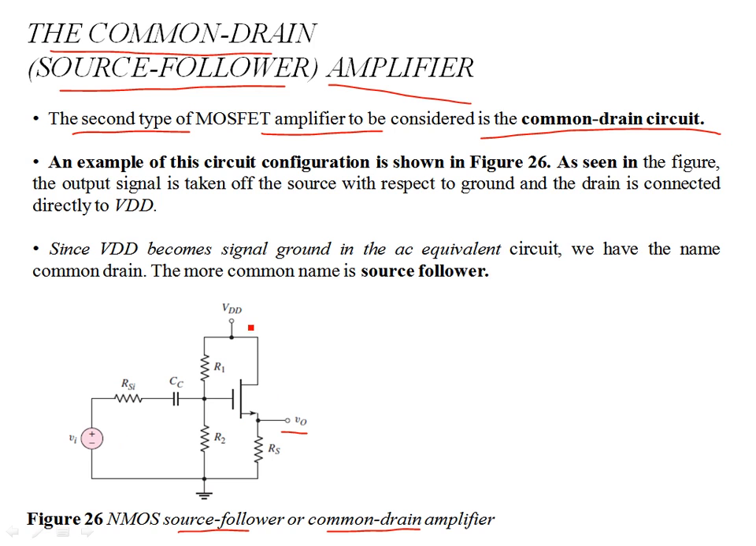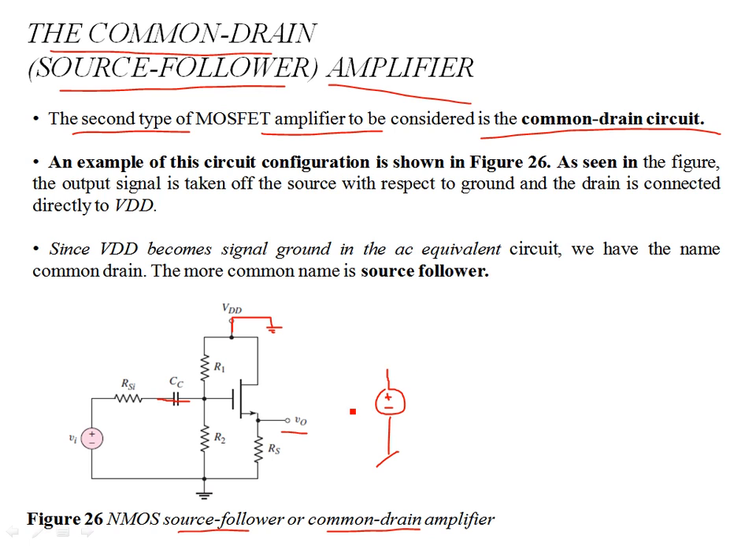So the second type of MOSFET amplifier to be considered is the common drain circuit. Why is it common drain? If you construct the AC circuit, the DC bias terminal at which the drain is set will be the common ground of the signal in the AC equivalent circuit. Similarly, you can forget about the impedance or capacitive reactance of the coupling capacitor. So in the AC equivalent circuit, the drain terminal is going to be the common point of all the signals. It will be a common ground.